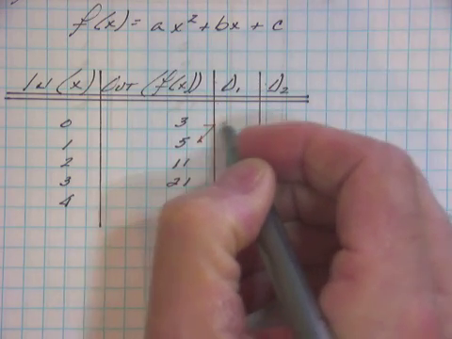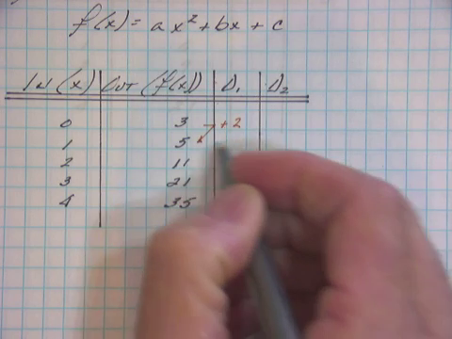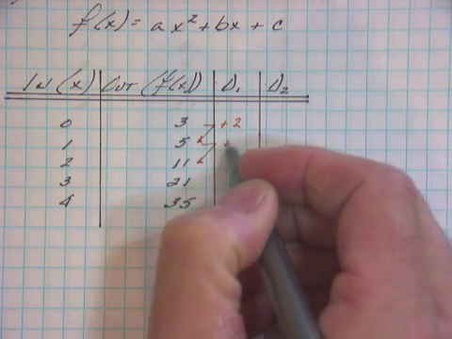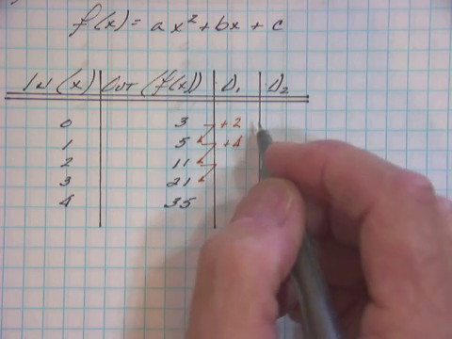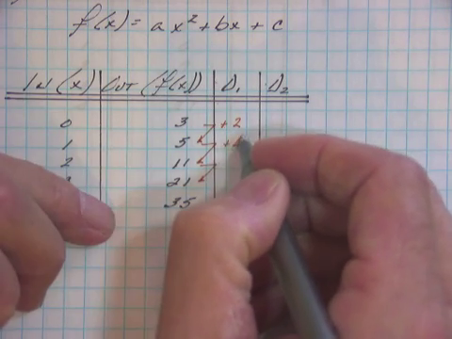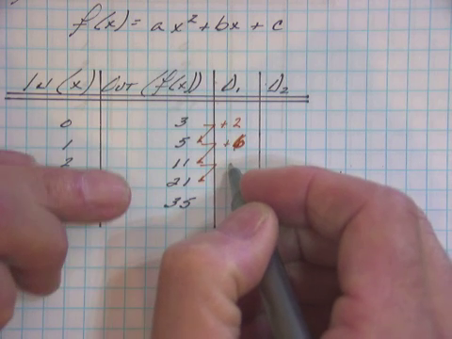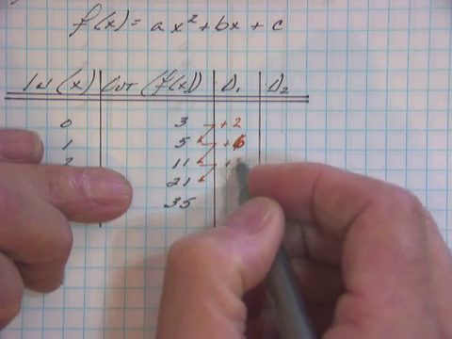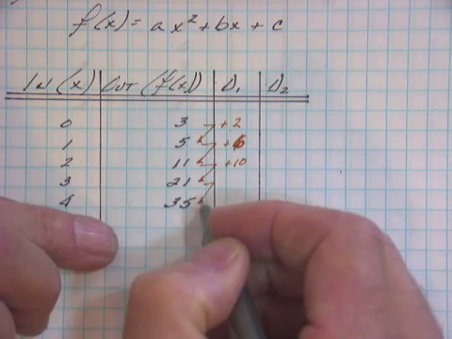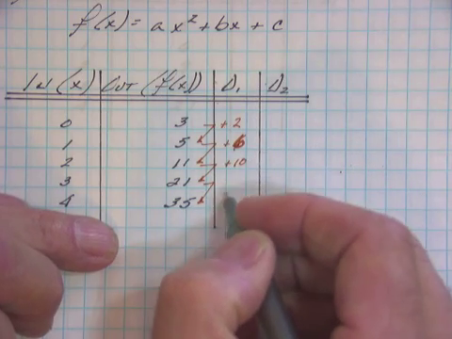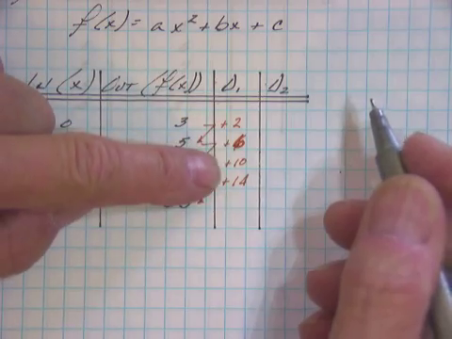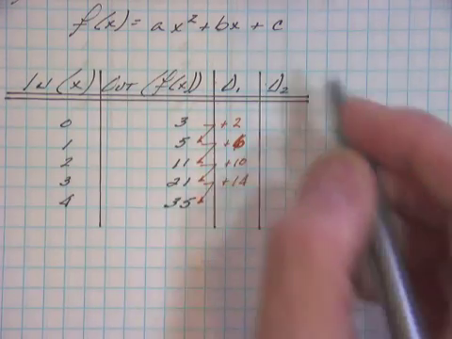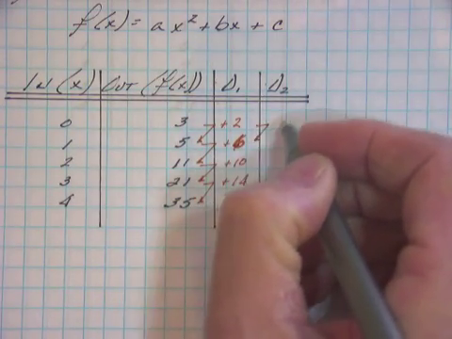To go from 3 to 5, I add 2. To go from 5 to 11, I add 6, not 4, I'm sorry. To go from 11 to 21, I add 10. And to go from 21 to 35, I add 14. Well, it's not consistent, is it? But the second column tells us something.